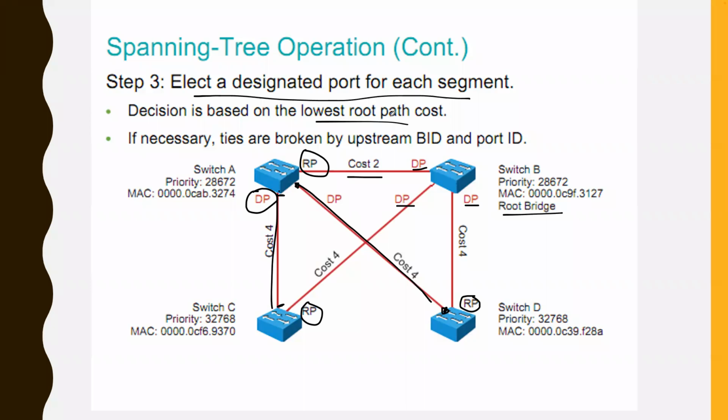Next, if my root path cost is the same, then again, what will be the tiebreaker criteria? The same ones: lowest upstream bridge ID, and then the port ID. Everything which is lower will be the preferred one.